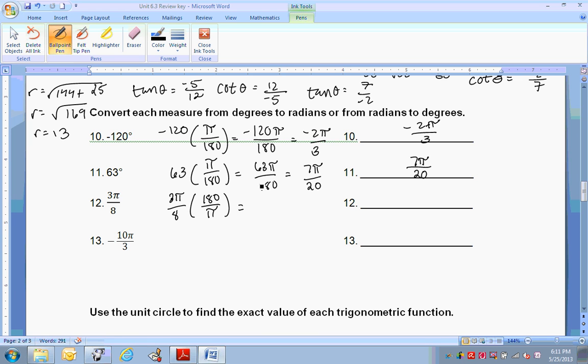And we're going to multiply across the top, or we can cancel out those. And when I multiply 3 eighths by 180, I end up with 67.5. So 3 pi over 8 radians is 67.5 degrees. I'm going to do the same thing with negative pi over 3 radians. I'm going to multiply it by 180 over pi. And when I do that, I end up with negative 600. So negative 10 pi over 3 radians is equal to negative 600 degrees.